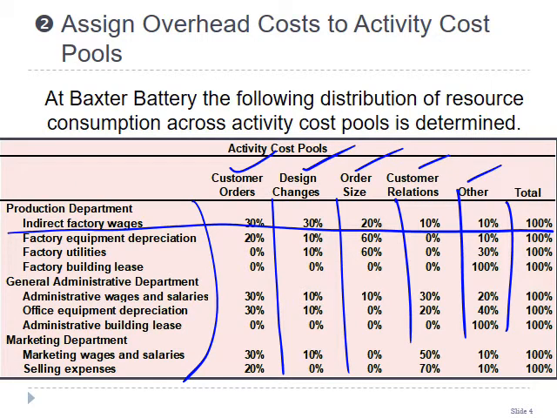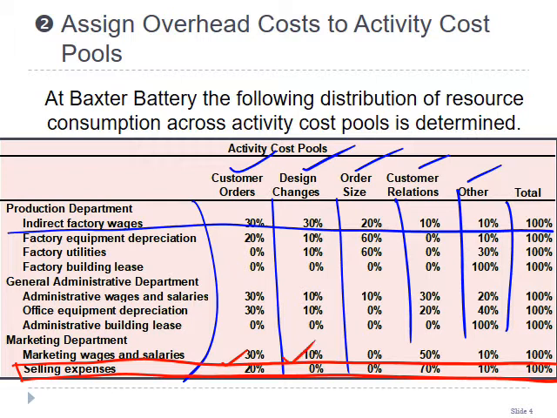So it means indirect wages is divided into customer order, design change, order size, customer relation, and others. Similarly, the selling expense, just write it here, is also divided into customer orders, design changes, order size, customer relation, and others. So you see that all the 100% of the shipping cost is divided into percentages of the customer order. And you can easily guess the next step, that is, you just calculate the numbers. So let's talk about it on the next slide.